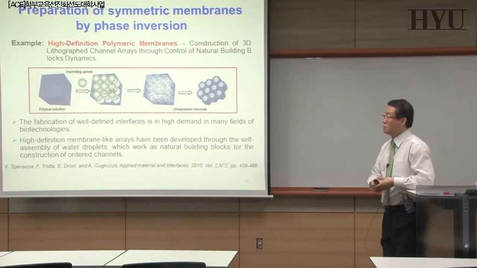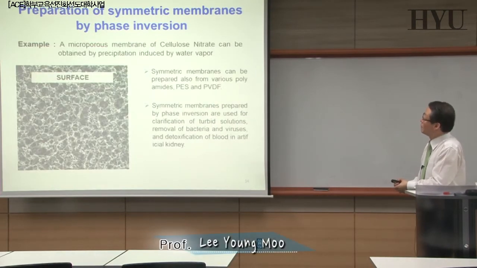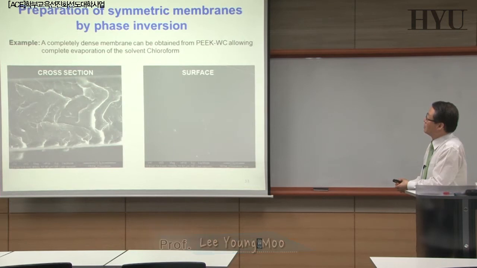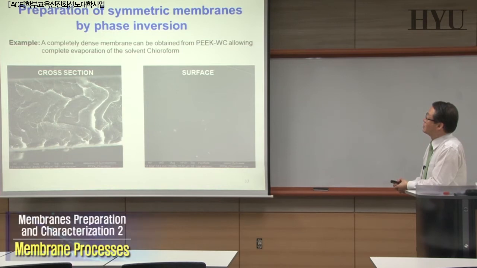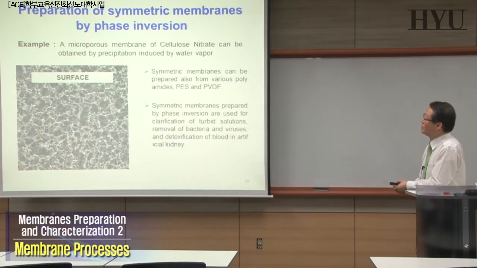Okay, I think we have talked about membrane preparation by phase separation or phase inversion, and you can make the symmetric membrane by evaporation. This is called diffusion-induced phase separation, whereas you can make the symmetric membrane with a porous structure if you put the membrane in the water, so that you can replace the solvent with the non-solvents. Okay? Then you can make the porous structure like this.